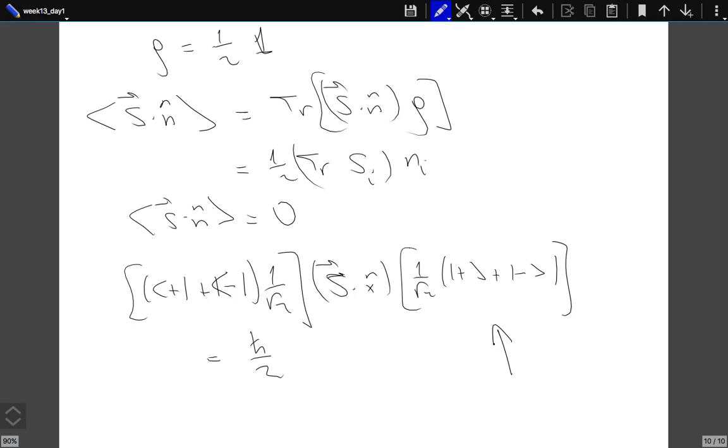But what we want is that the average of S dot n should always be 0 in an unpolarized beam, whatever the direction is. There is no preferred polarization direction. So what do we want? We want to describe a system which doesn't have any polarization. It's unpolarized, meaning that if you calculate the average of spin in any direction, it should be 0. That is what we want.